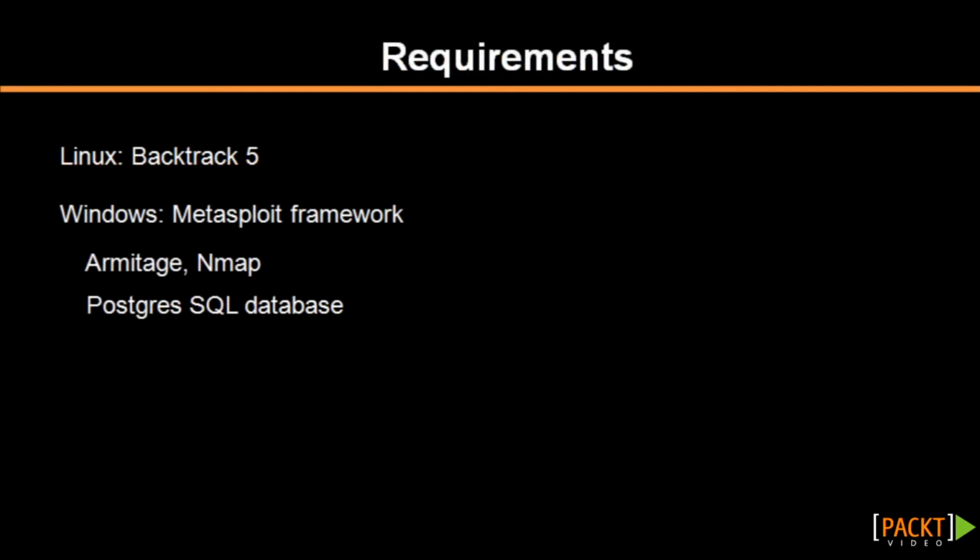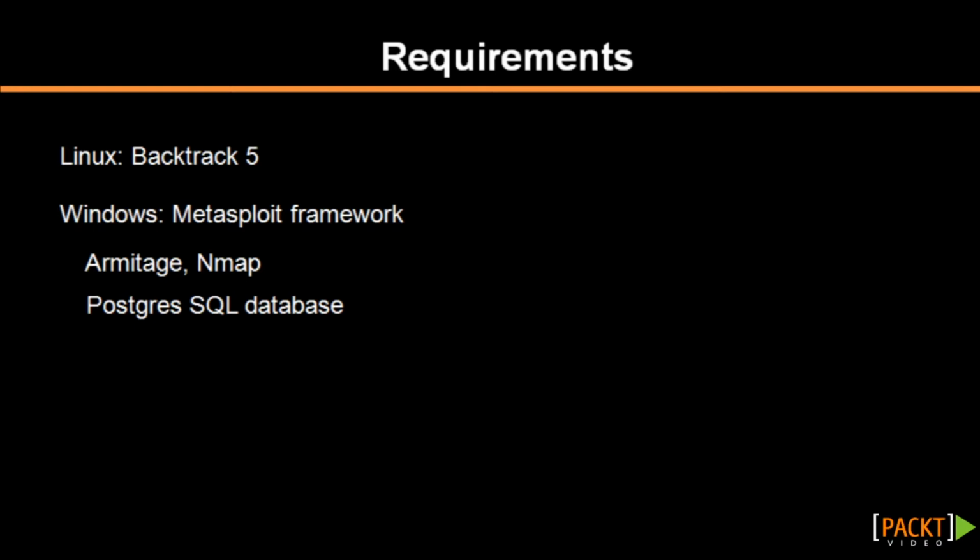The requirements for this entire video series are pretty simple. For the complete setup, we can have the Backtrack 5 operating system. This comes with a pre-installed copy of Metasploit. Apart from that, if you have a Windows operating system, you can download the Metasploit framework from its official website. We will also be requiring Armitage and Nmap as our supporting tools while we are working over this video series.